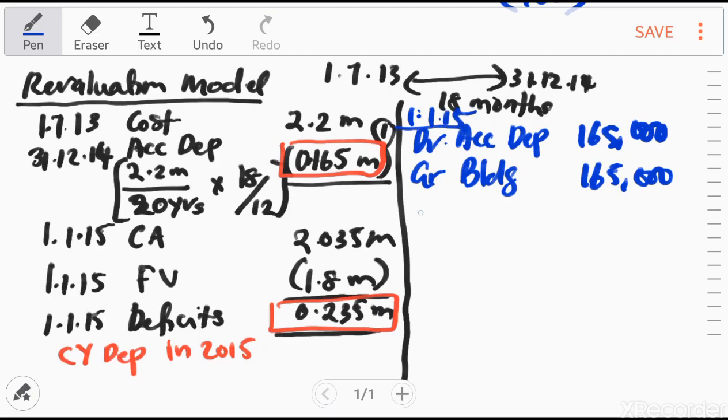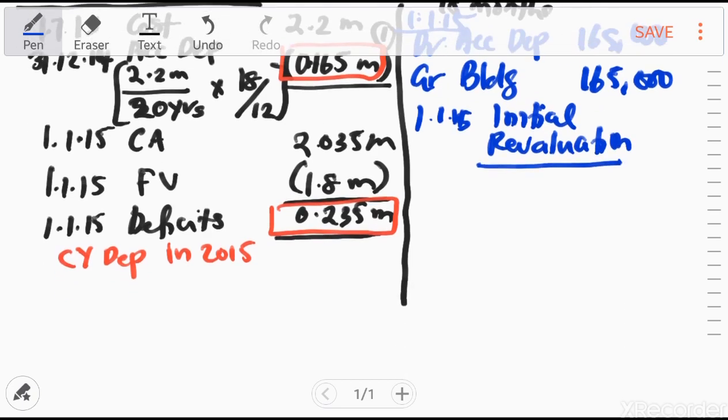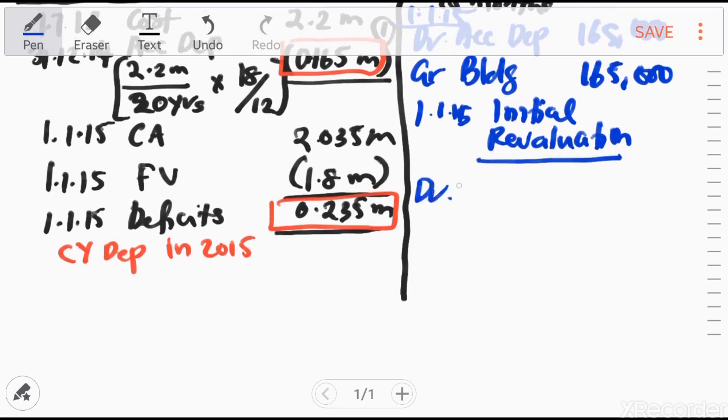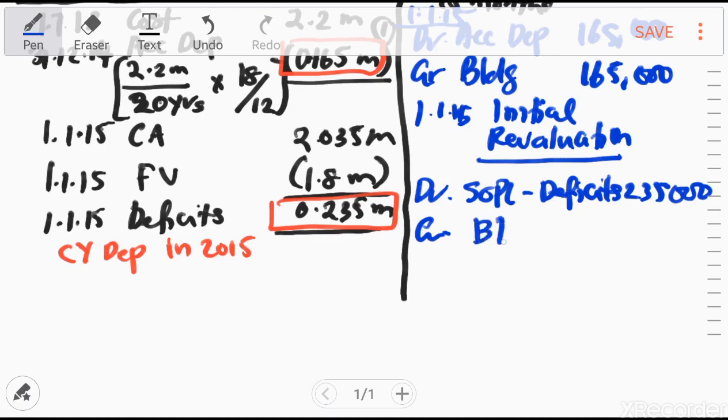Another one is the revaluation deficit. So I put here initial revaluation. So you are going to debit the SOPL directly for the deficit. The reason is because this is the initial revaluation. So we debit here 235, and we will credit our building again 235.